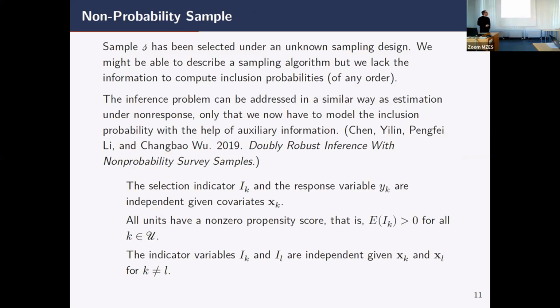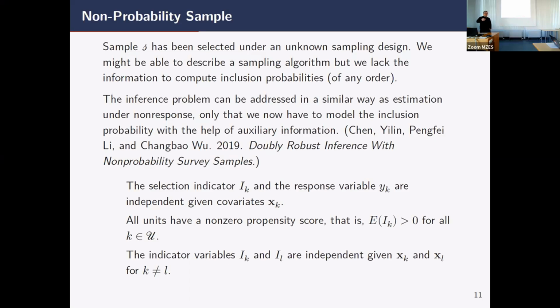Just a short excursion on the topic of non-probability samples. Non-probability samples, roughly defined: you have a sample and you don't really know the sampling design. Maybe you can describe how the sample has been selected, but you don't have enough information to compute any inclusion probability. So, for all intents and purposes, it's a sample with unknown design, with no known inclusion probabilities.